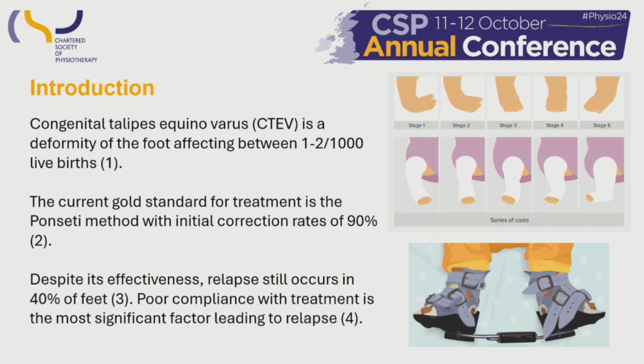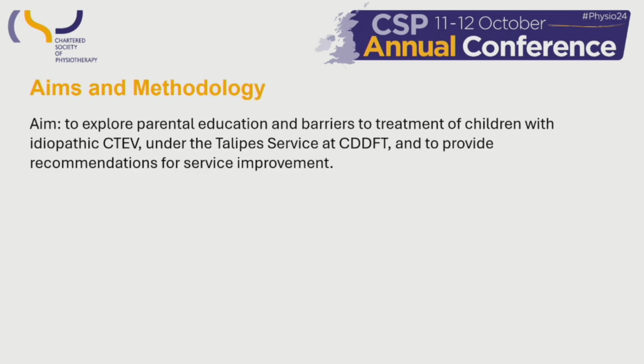It is really effective though, and about 90% have a really good initial correction rate, and there are excellent and good outcomes in 78% of people at 30 years follow-up. But despite its effectiveness, relapse still occurs in about 40% of feet, and the main reason for this is poor compliance with treatment. So this study aimed to explore parental education and barriers to treatment for children with idiopathic CTEV at the Talipes service at County Durham and Darlington, and to provide recommendations for service improvement.